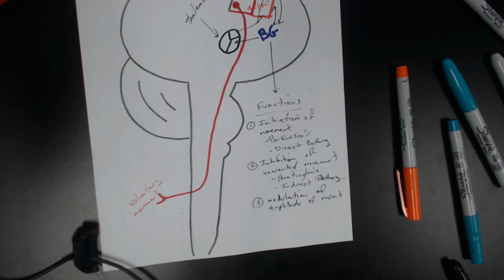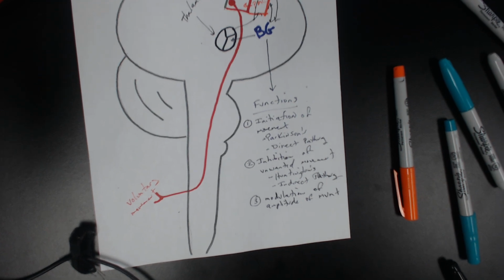Patients with Parkinson's disease do have modulation of movement problems. Everything with patients with Parkinson's is going to be small. Bradykinesia means really slow movements. Their voice is going to be really soft-spoken. There are lots of different things that we can think about with Parkinson's patients. So there are three different functions of the basal ganglia you need to know: initiation of movement, modulation of movement, and inhibition of unwanted movement. Questions about that?